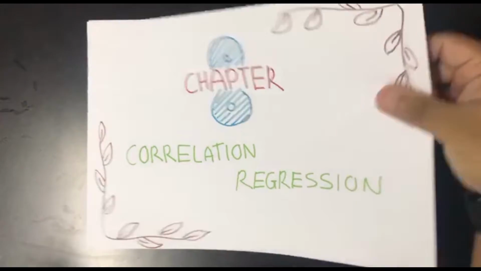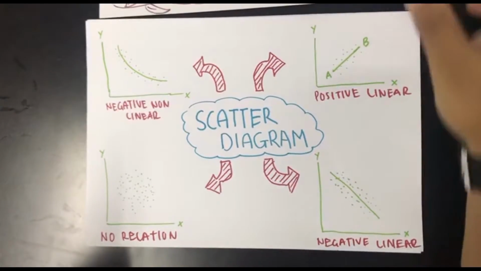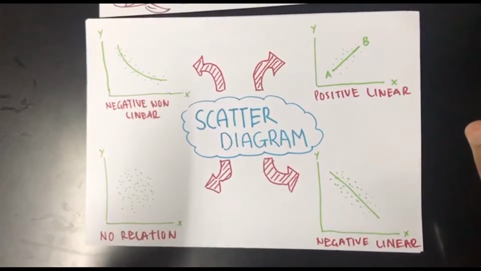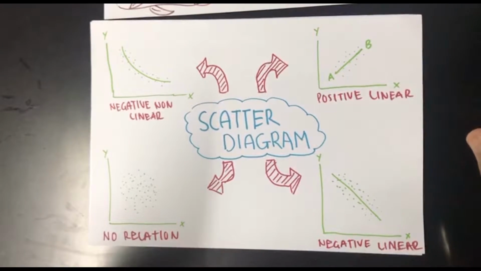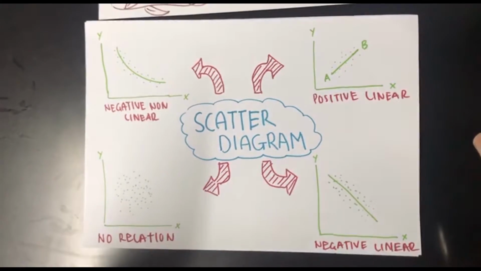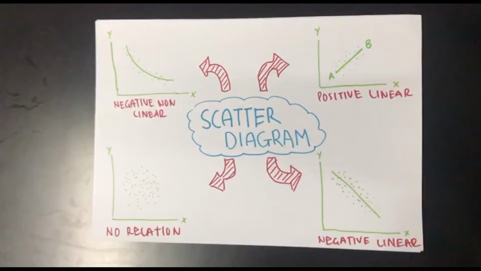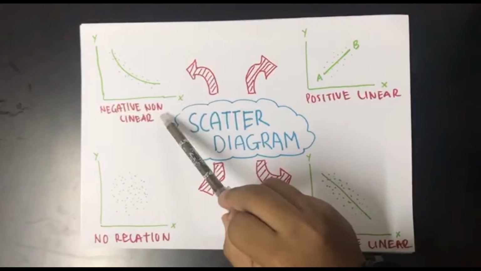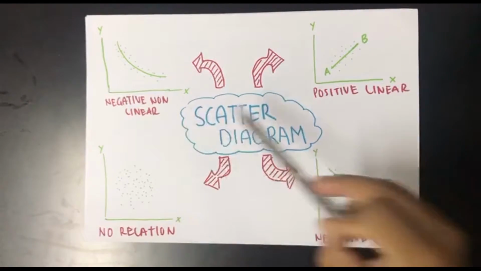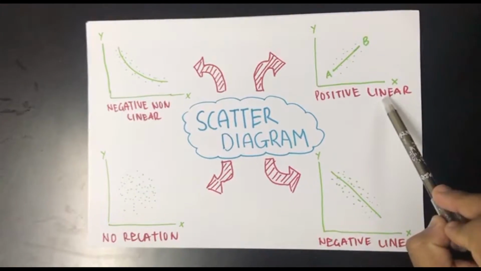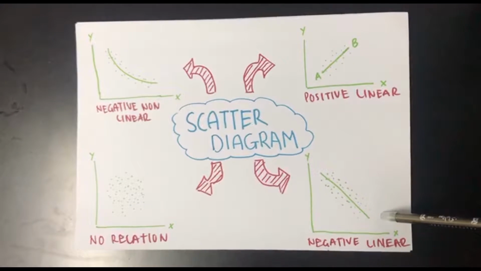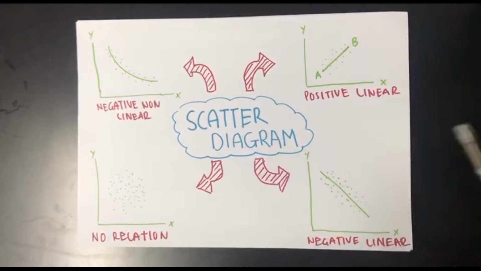So first, scatter diagram. Scatter diagram is a graphical technique used to show the relationship between variables. There are 4 types of scatter diagram, which are negative non-linear, positive linear, negative linear, and lastly, no relation.